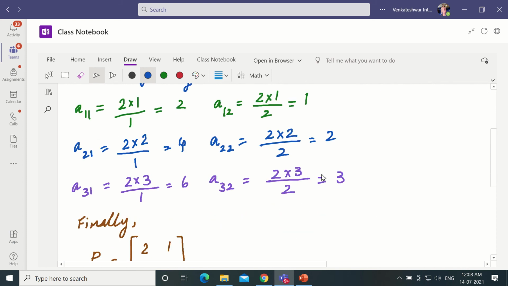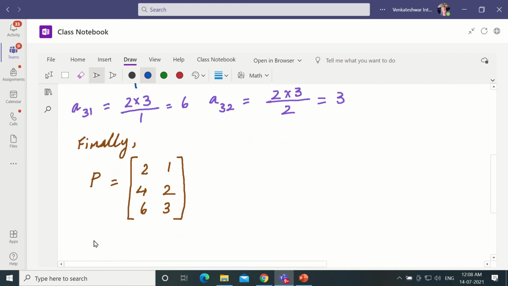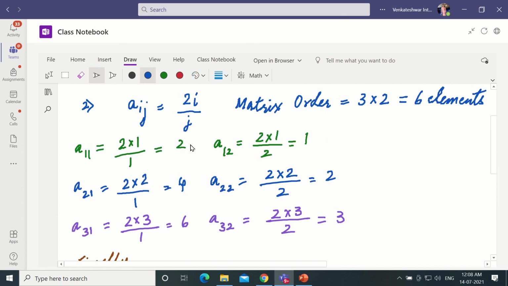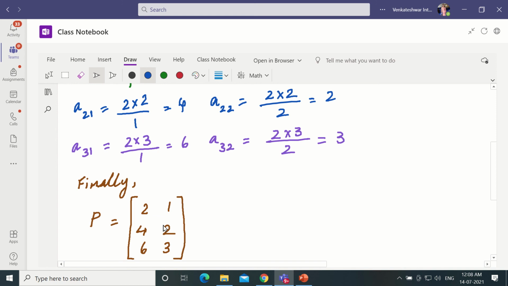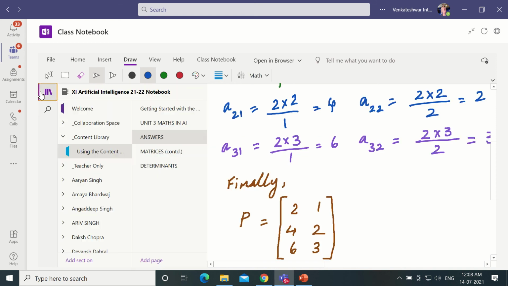Now, just write the elements that you have found in matrix form. So we can give a matrix like P is equal to, and I have just substituted the elements 2, 1, 4, 2, 6, 3. So here I have them: 2, 1, 4, 2, 6, 3. So this is how you can construct a matrix from a given condition.